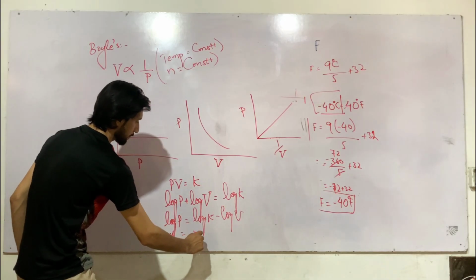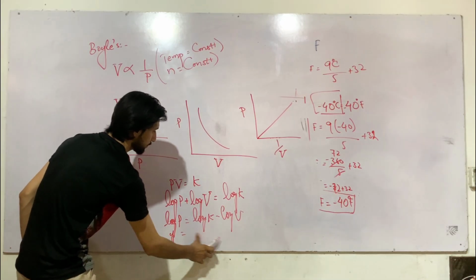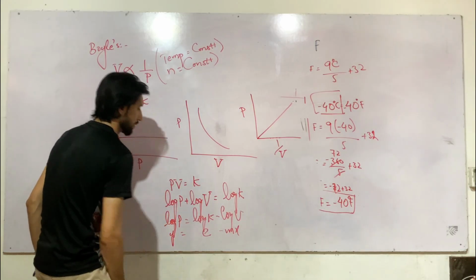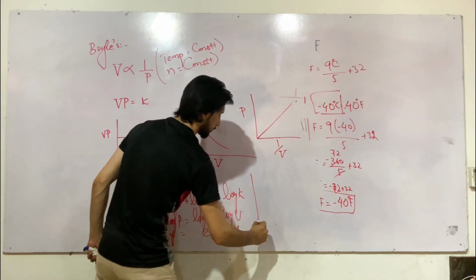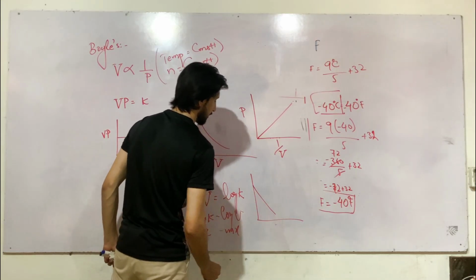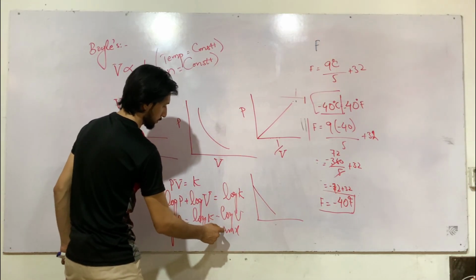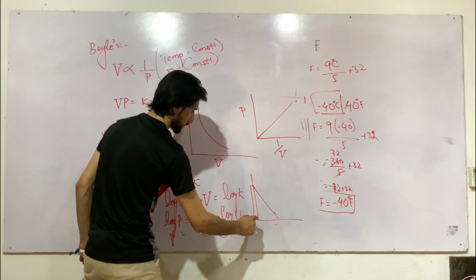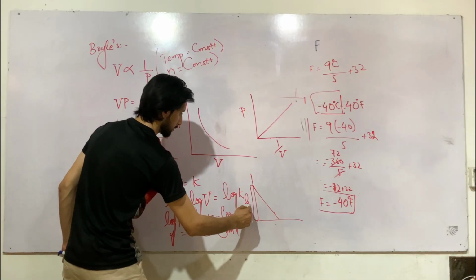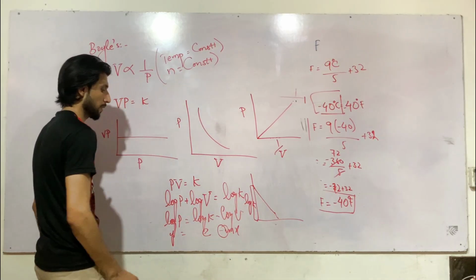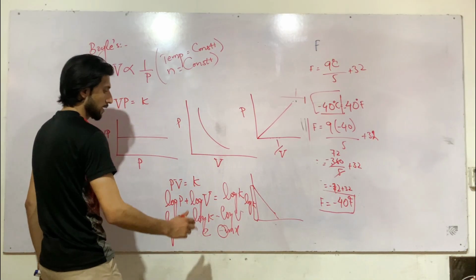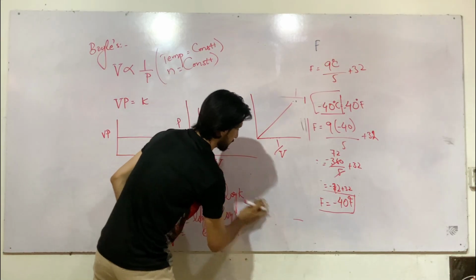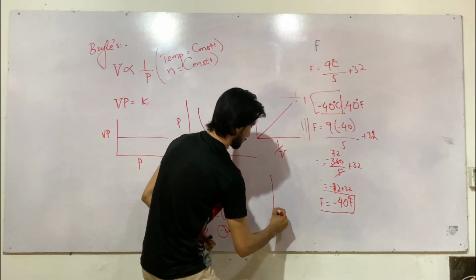Y is equal to mx plus c. This is c. Okay. Now if I were to plot the graph of this, it becomes like this with negative slope. Here the slope is -1. Okay. And what is this equal to? The c term, log of k. Okay. And I must draw the graph over here for more clarity.